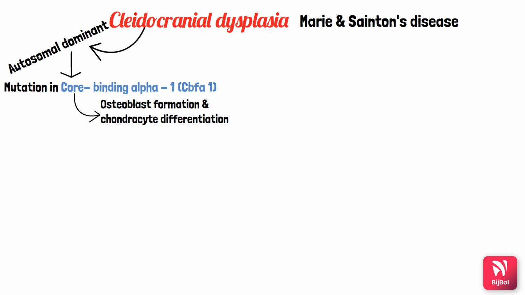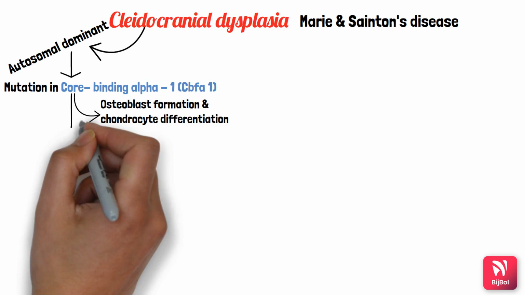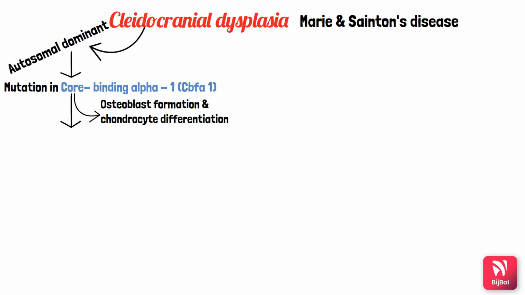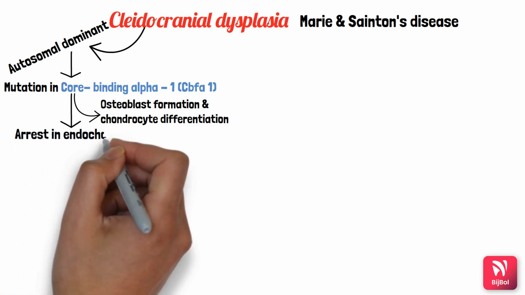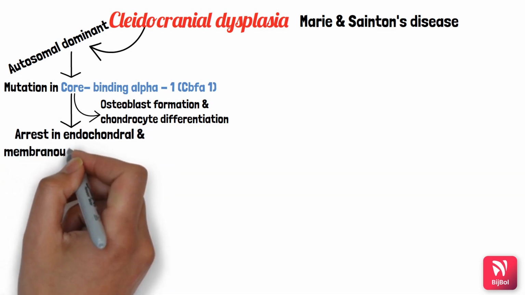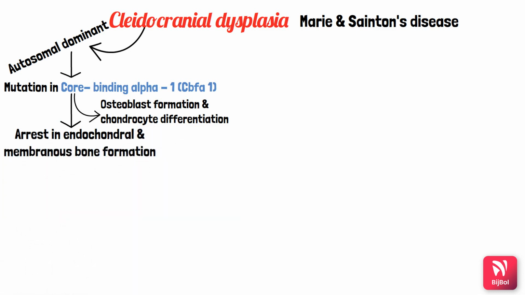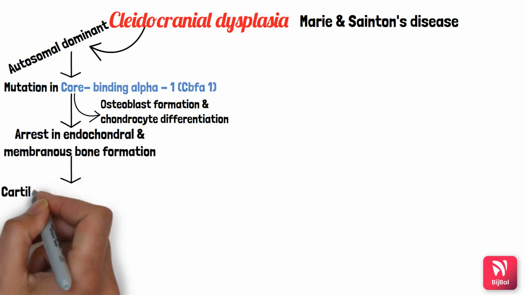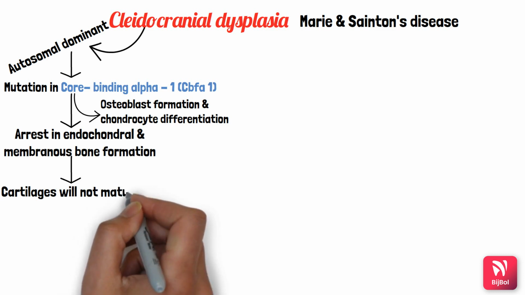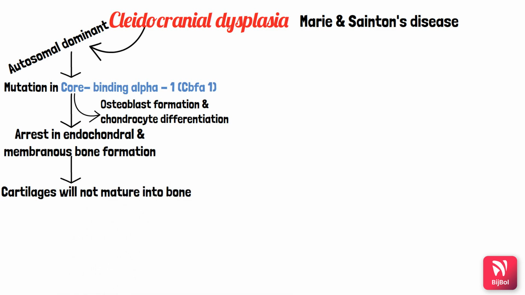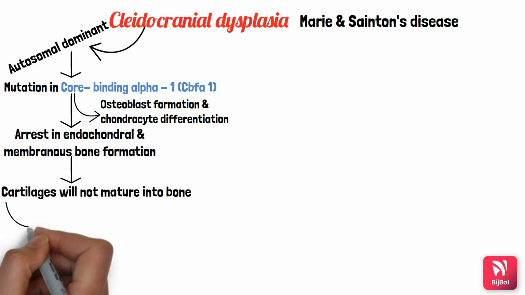So what happens is that as it is a hereditary condition, it results in arrest in endochondral as well as membranous bone formation. During endochondral bone formation, the cartilage has to turn into bone, right? Because of the arrest, the cartilage will not mature into bone. So whatever bones undergo endochondral bone formation will show defects.